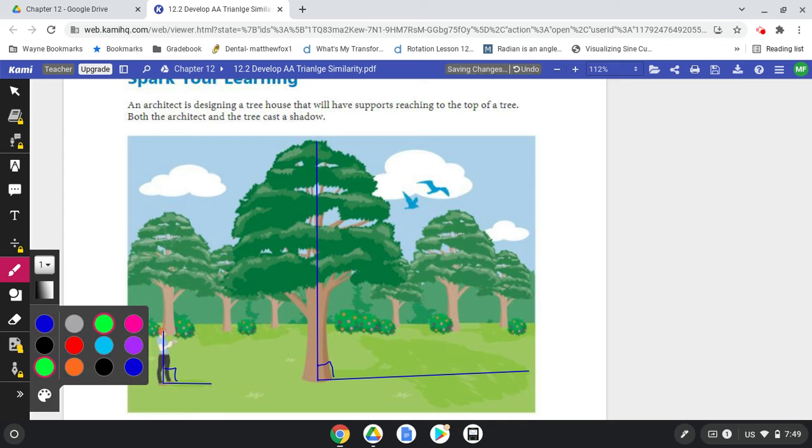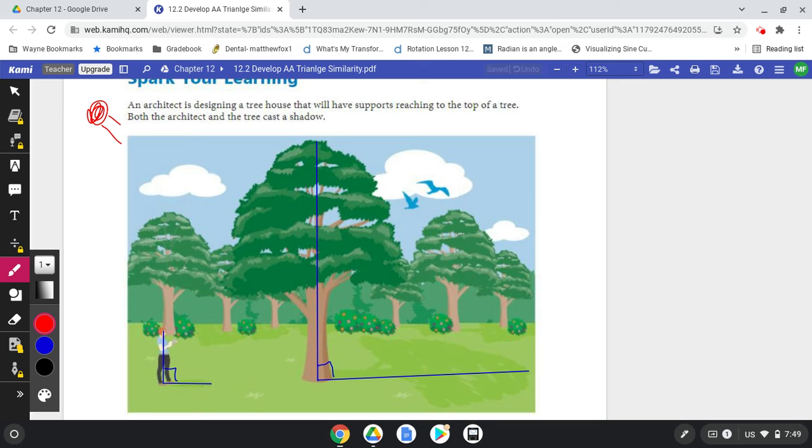the sun is somewhere up here, right? Casting light down, forming these shadows. So both of these are going to have the same angle coming from the top. We don't know what it is, but whatever that angle is, it would also be the same there. So these two triangles will have to be similar because they both have that right angle and they both have a similar angle from the sun. So using that, we could calculate what the height of the tree is.